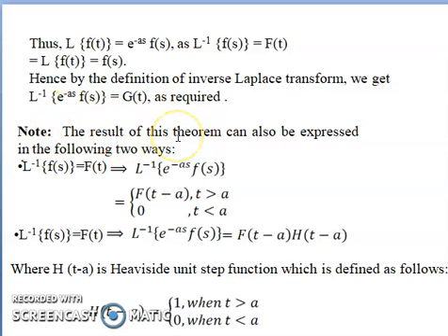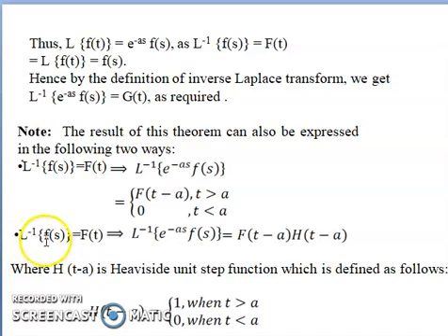Now this is the note of the above theorem. The result of this theorem can also be written in the following two ways. L inverse of F(s) equals f(t), that implies L inverse of e to the power minus as into F(s) equals g(t), and as we know by the conditions, g(t) is defined as f(t minus a) when t is greater than a, 0 when t is less than a. So this is also another way of expressing the result.